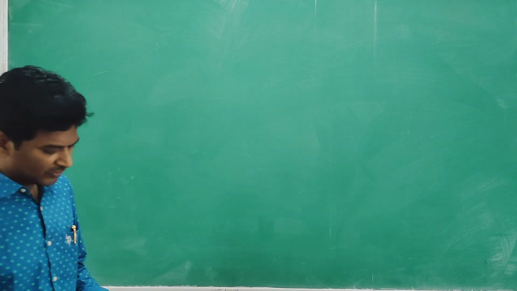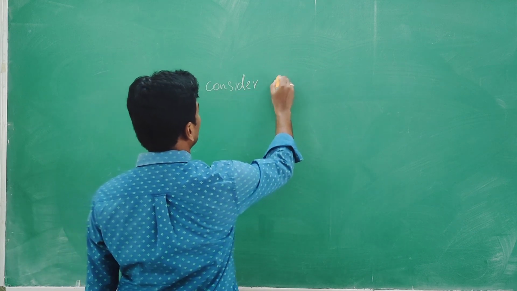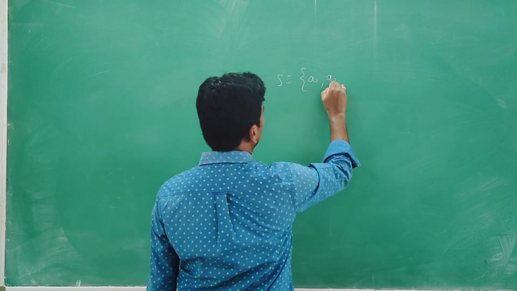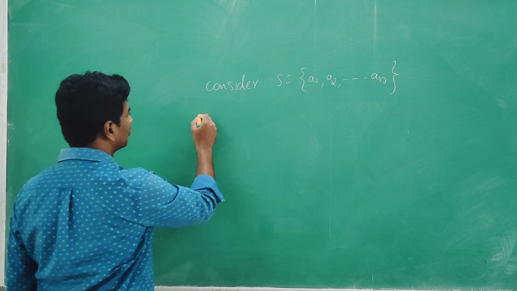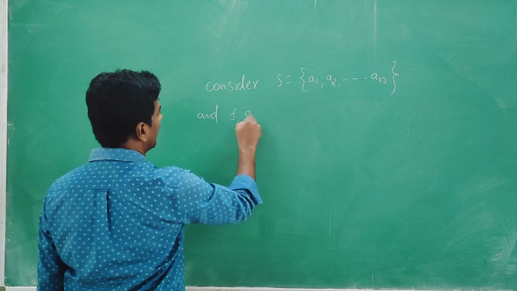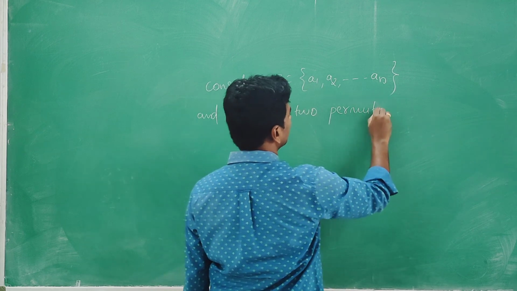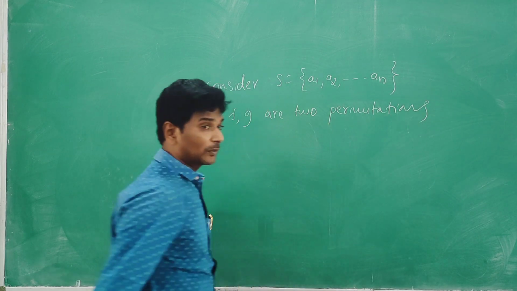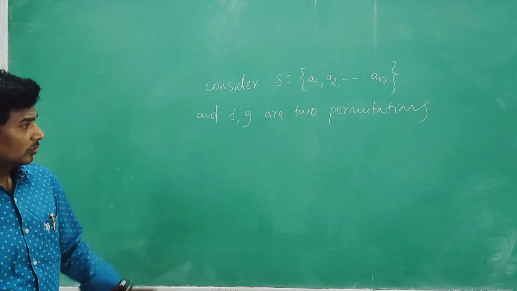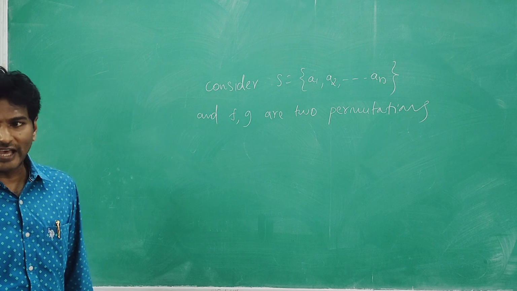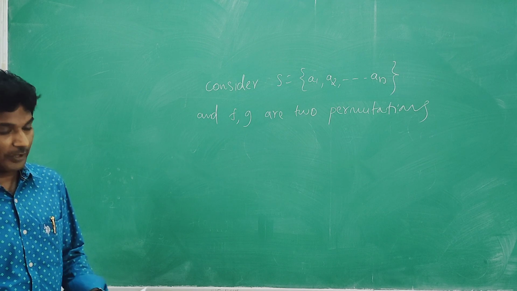For example, consider a set S is equal to A1, A2, and so on, AN, and F, G are two permutations defined over S. Now, the cycles of F and G have no common elements. No common element between G and F.